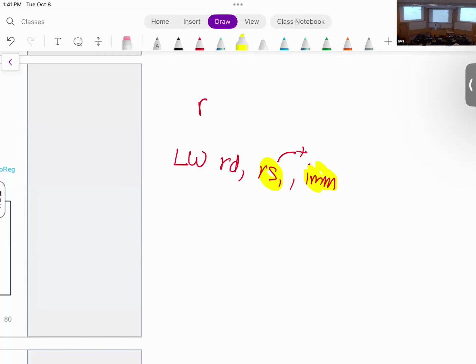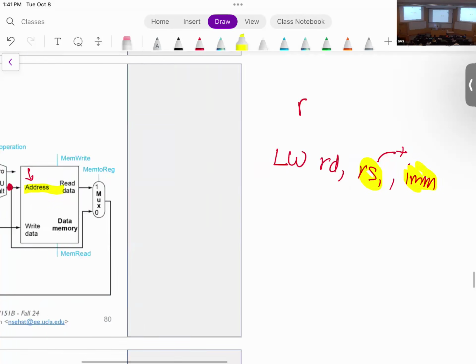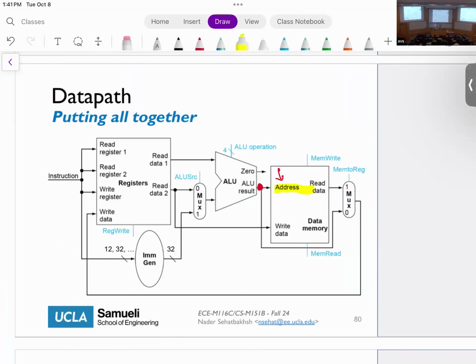So two options I have. I can have a dedicated adder for the memory addresses, the same way that I did for PC+4. In that case, I read this, I connect these two to an adder, and connect that to the memory. That's one option. The other option that we like more, to save the adders, because an adder comes with a cost that we don't want, is to use the ALU's adder.